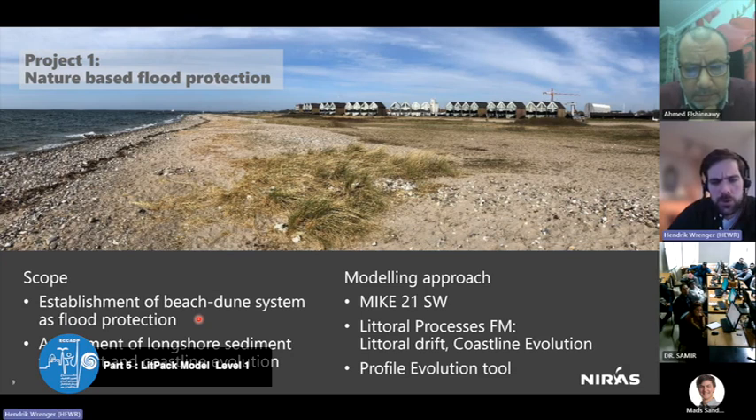And then we use the littoral process FM for the littoral drift and the coastline evolution. But we also use the profile evolution tool to then assess some characteristic storms, and how that would impact what the acute erosion would look like.